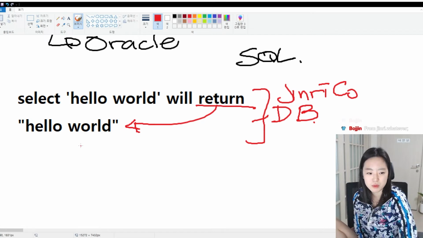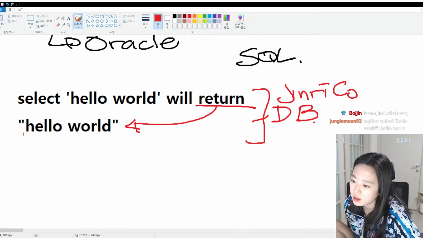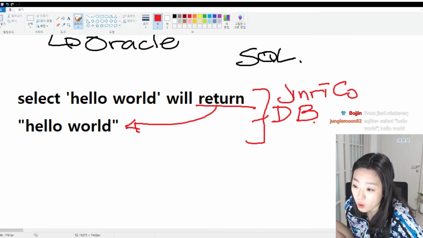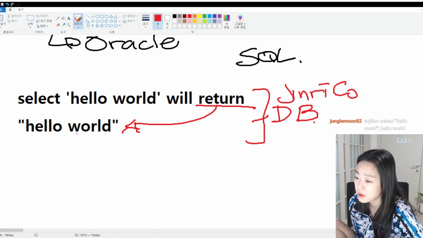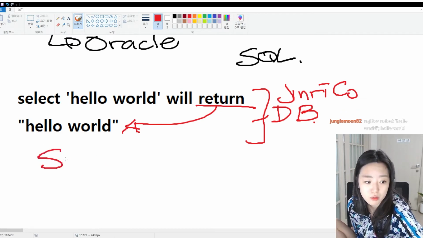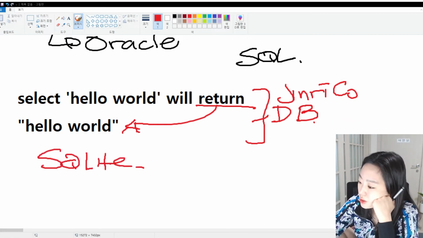So remember a long time ago when I made SQLite. Oh, that's much easier. Maybe I should learn SQLite. Let's see any other interesting news about SQL.